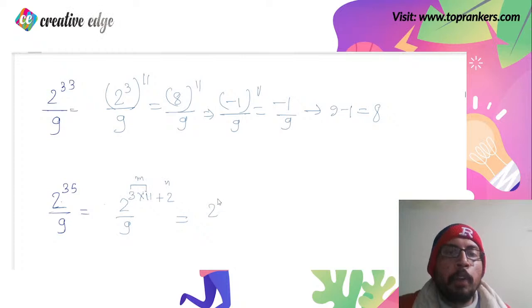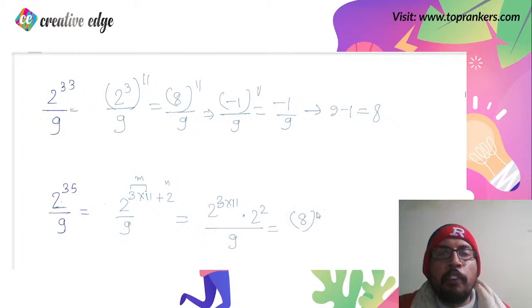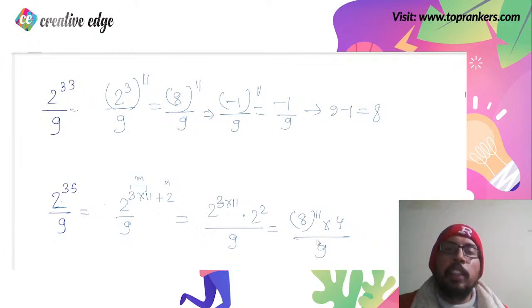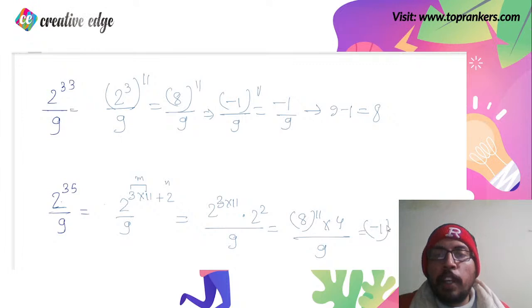So you can write 2 raised to the power m into 2 raised to the power n upon 9. So this is 8 to the power 11 into 4 upon 9. Now again I have made the difference between numerator and denominator to be 1. So this numerator is 1 lesser than the denominator. So I will be saying that minus 1 to the power 11 into 4 upon 9. So I will be doing minus 1 into 4, that is minus 4 upon 9.